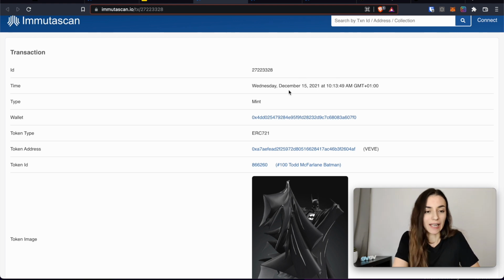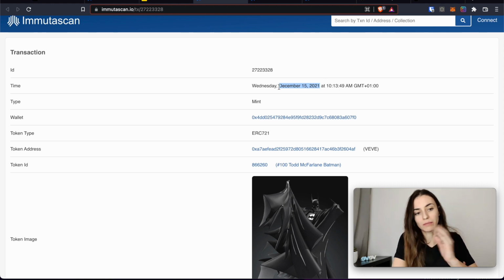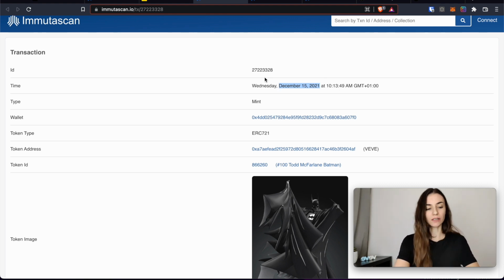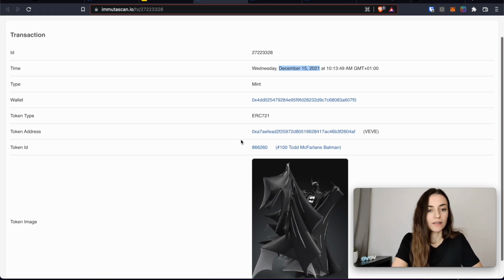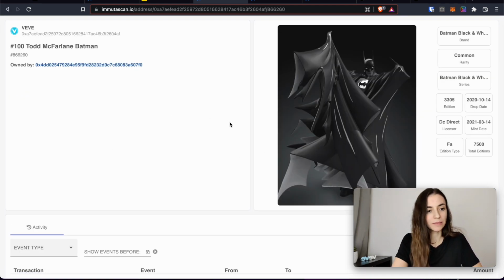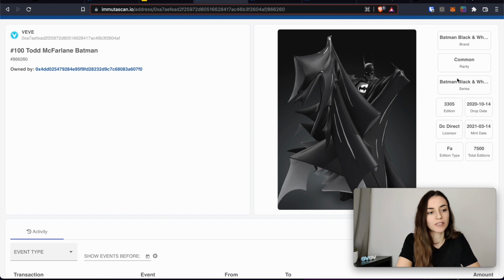So let's see. Yeah, this is what I mentioned before. So the time on blockchain will actually be December 15th of 2021, which is the date where all the pre-migration collectibles were reminted on Meterscan, on ImmutableX. However, if we look at Todd, then here we will see the drop date is the 14th of October 2020, and the mint date of this Todd was the 14th of March in 2021.